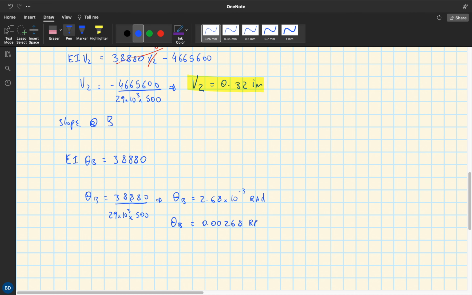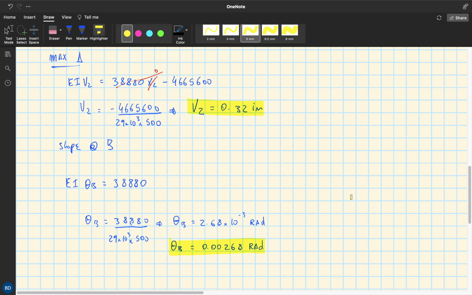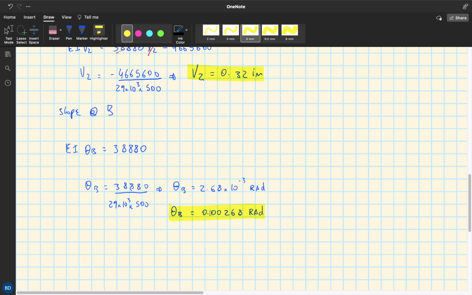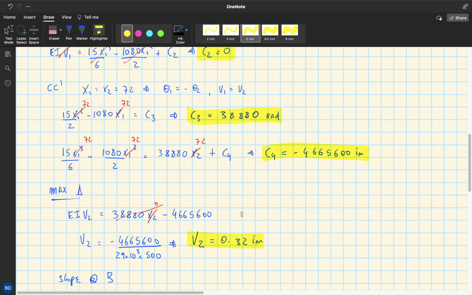0.00268 radians. Okay. So in this problem, we have used the method of double integration to find the elastic equations, and also we found the maximum displacement is 0.32 and the rotation at point B, which is 0.00268 radians.